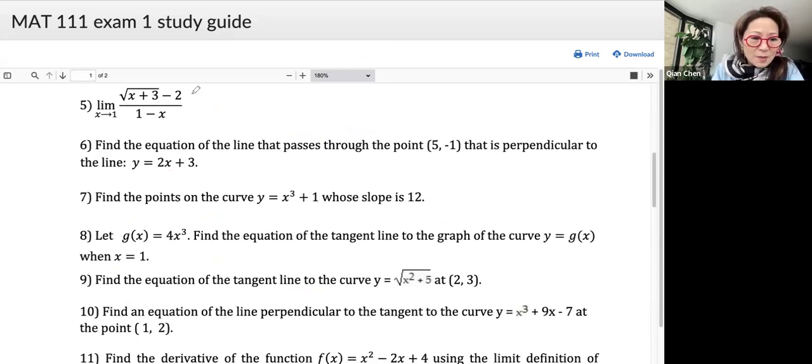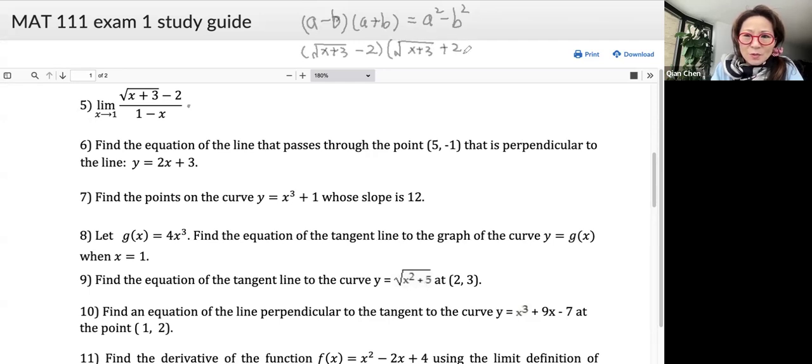So 5 is the same thing. If we plug in 1, we get 0 in the denominator, which means we have to use some gimmicks. We use this: a minus b times a plus b equals a squared minus b squared. In our case, we have square root of x plus 3 as a, minus 2, where 2 is b. So we multiply by square root of x plus 3 plus 2. In this case, we get square root of x plus 3 squared minus 2 squared.